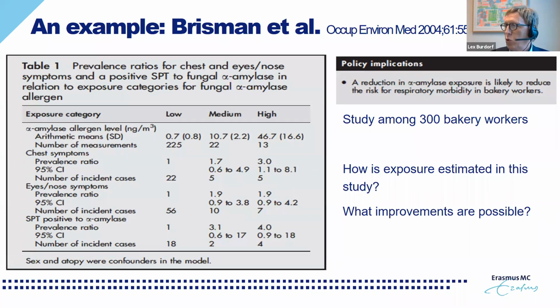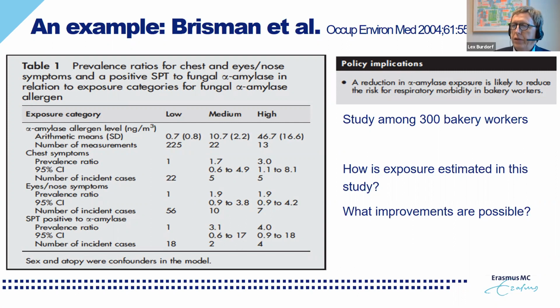And in this study, they looked at alpha amylase exposure. And we know that alpha amylase is a risk factor for respiratory symptoms that are related to allergic symptoms, asthma. And if you look at table 1, what the researchers have done is they have all these alpha amylase allergen levels. They have actually conducted 260 measurements, and 225 measurements were assigned to the category low levels, 22 to the category medium, and 13 measurements were to the category high.